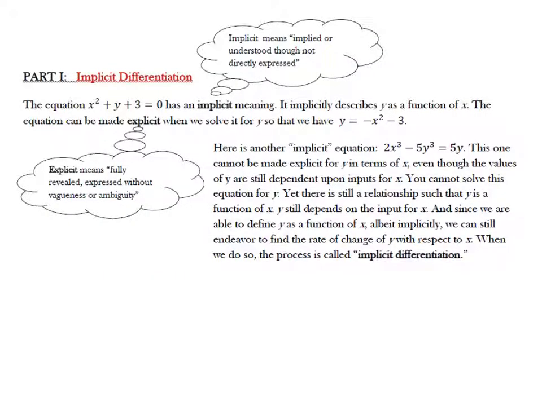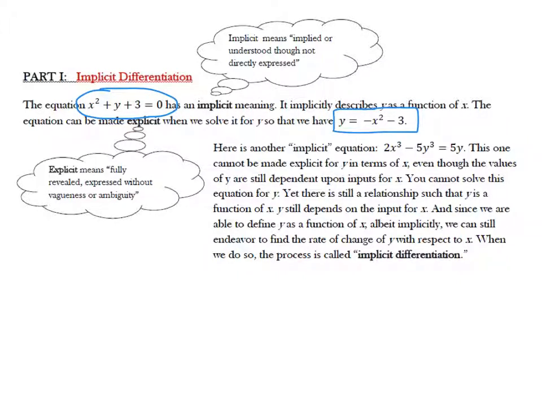So if I want to find the derivative of x squared plus y plus 3 equals 0, I could solve for y and then take my derivative. This equation has an implicit meaning. It is implied or understood that it's describing y as a function of x. So this is an implicit function because we don't have one variable all by itself. I can make it explicit if I solve it for y.